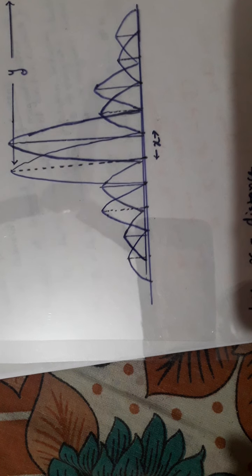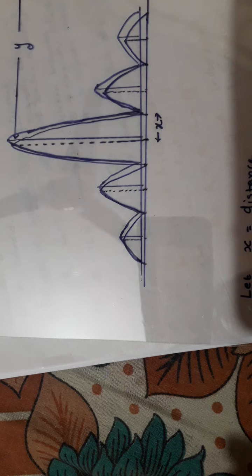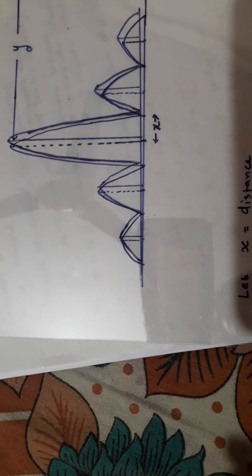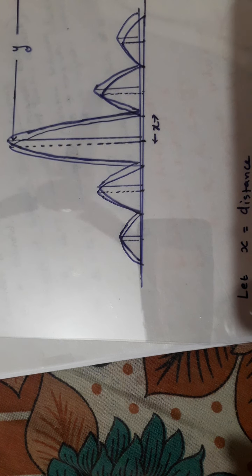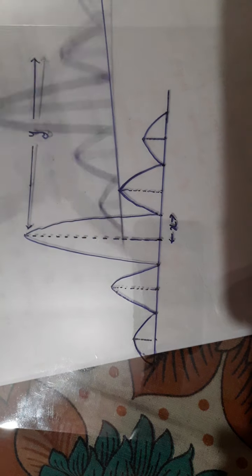And if you bring them even closer, see, in this way, you find that it is very difficult to see separate images. That means if y is less than x, it is very difficult to distinguish. If this is the condition, y is less than x, then the objects are said to be unresolved.